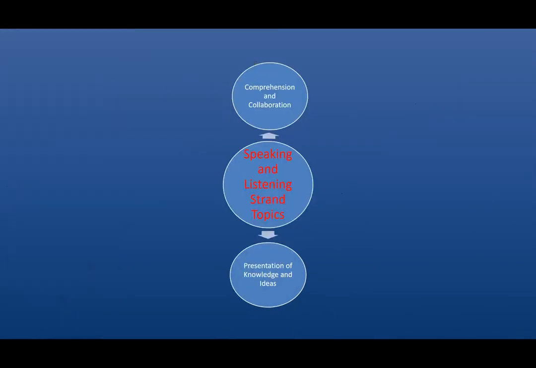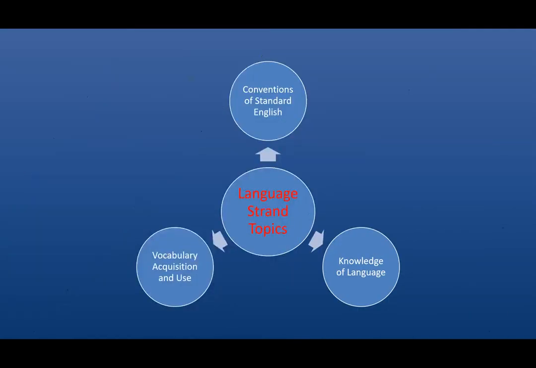So the second strand we're going to speak about is speaking and listening strand topics. There's only 2 of them, thank God: comprehension and collaboration, and presentation of knowledge and ideas. So once again, the big topic, the strand, is speaking and listening, and has 2 topics underneath it, okay? Third, the language strand. It has 3 topics: conventions of standard English, knowledge of language, and vocabulary acquisition and use. Language is the big strand. Here are the 3 topics in there.